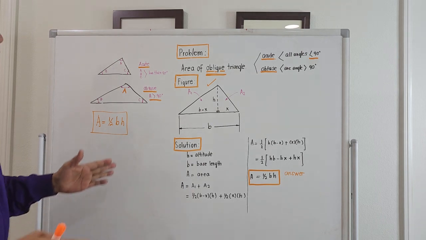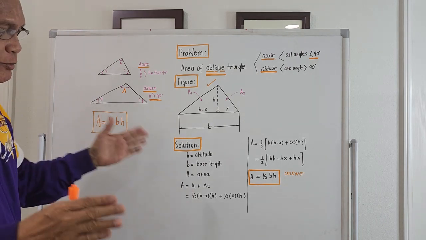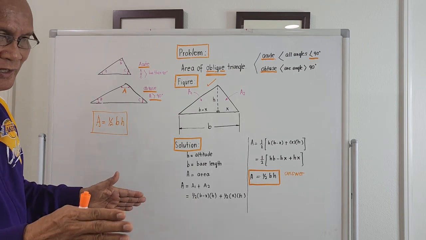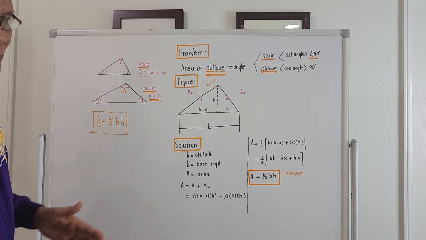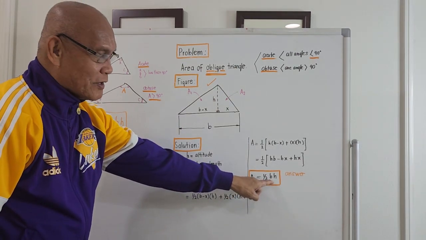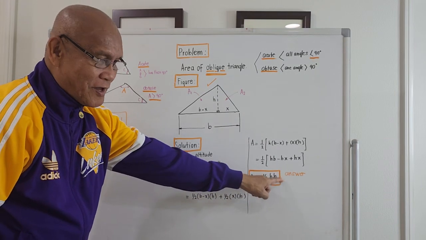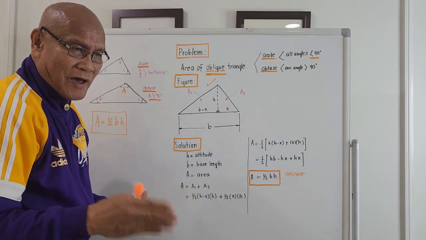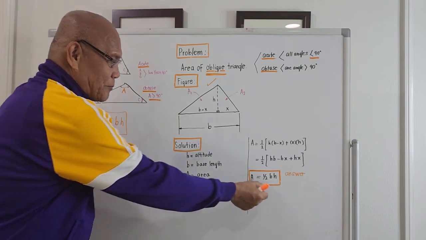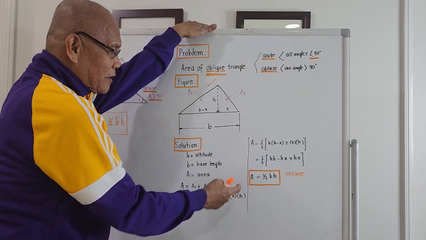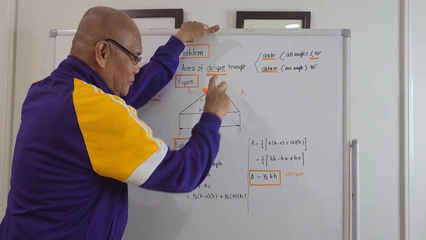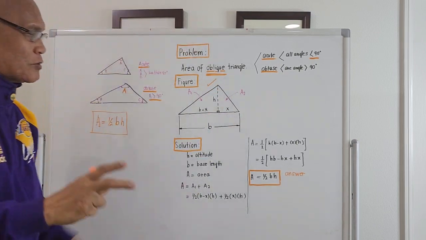Okay, let's proceed. Actually, the area for an oblique triangle is the same as the area for a right triangle. Meaning to say, it should be 1/2 of the product of the base length times the height. The height of the triangles for the right triangle and oblique are different. It is just a representation. Meaning the area for an oblique triangle will be 1/2 the base length times its height. Okay, let's proceed.